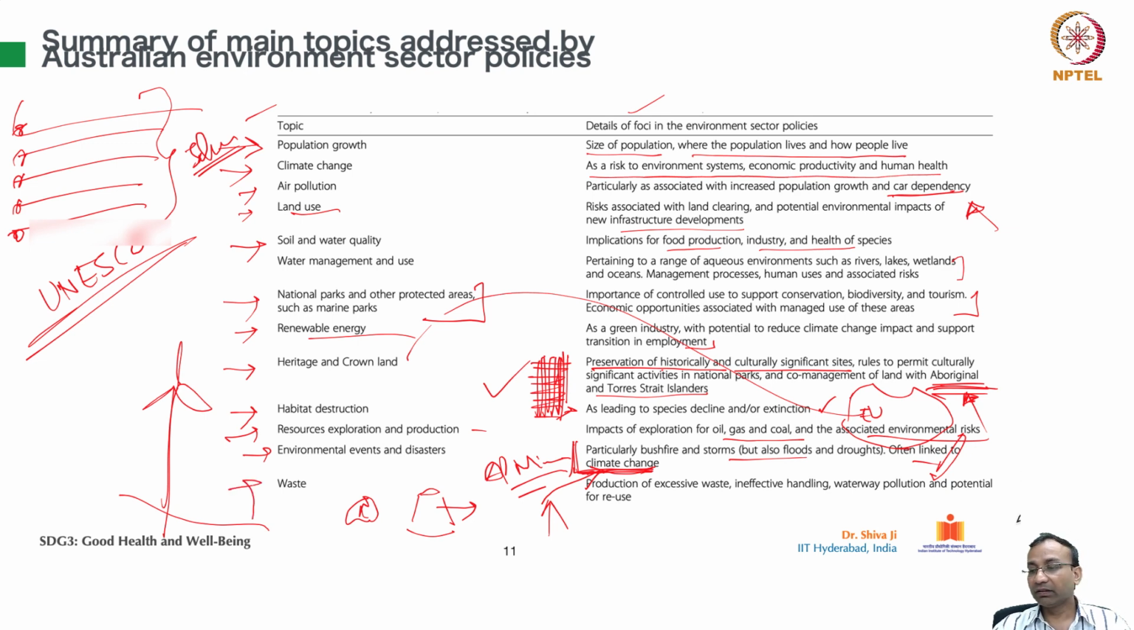For waste, excessive waste generation and consumerism have risen like anything in the last few decades. Ineffective handling of resources, waterway pollution, potential for reuse, etc.